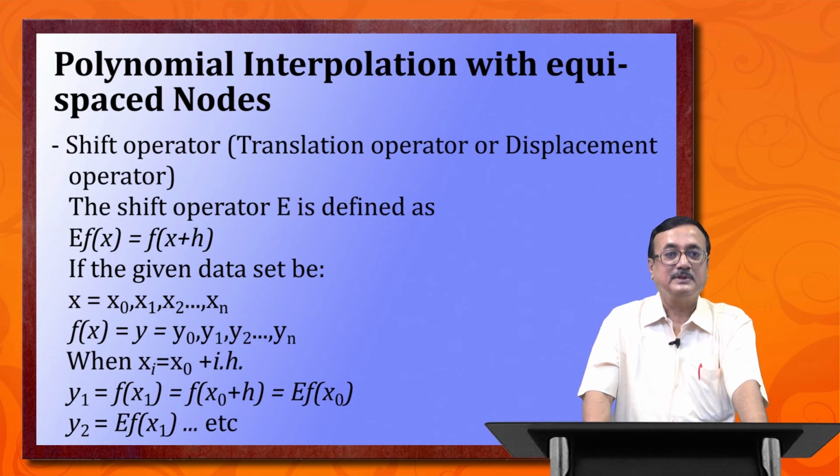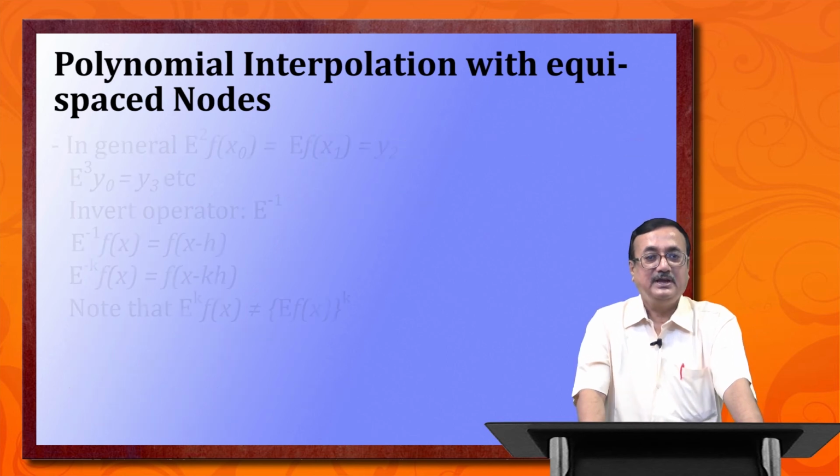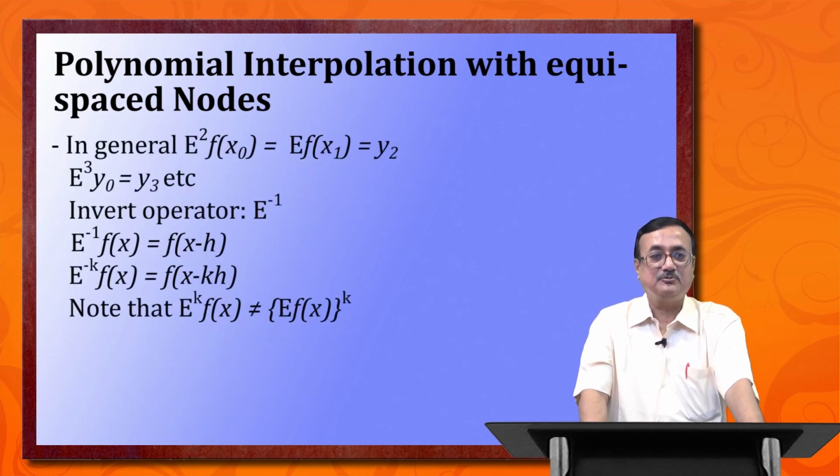Similarly, we can say that y2 is equal to E of f(x1). The operation is defined in this way. This is the shift operator, and in general we define E square, that is E of E, a double operation, which results in f(x plus 2h).